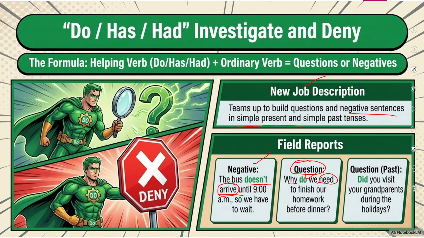Need is the main verb in the second example. In the last example: did you visit your grandparents during the holidays? Again, you can see that the auxiliary verb comes at the start and works as an auxiliary verb, and the main verb is visit.